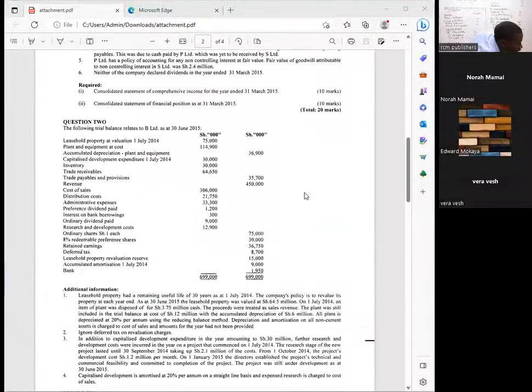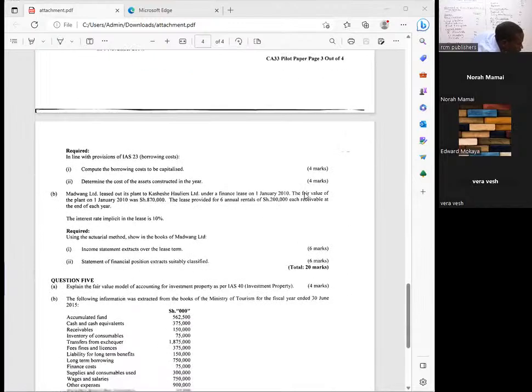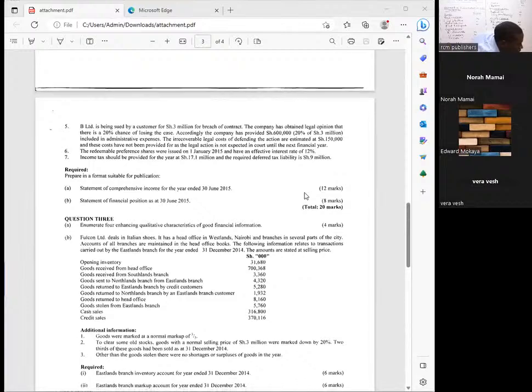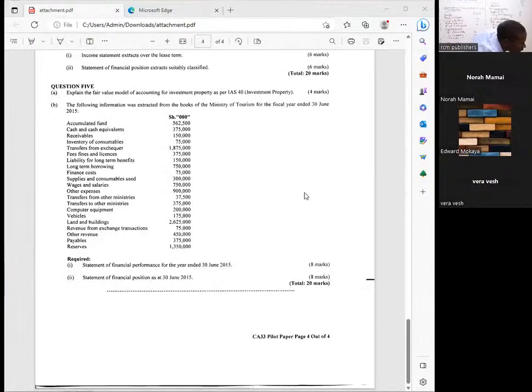Can you see my sharing? Please confirm whether you can see my sharing. This was a past paper done in the year 2015 by these students, and they were tested on question number 5. Yes, you can see. So take a snapshot. Piga picha. Alafu, I stop sharing. We start. So give me a signal whether you have taken a picture.